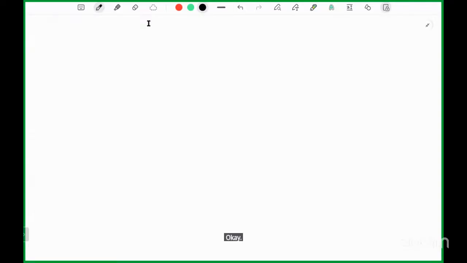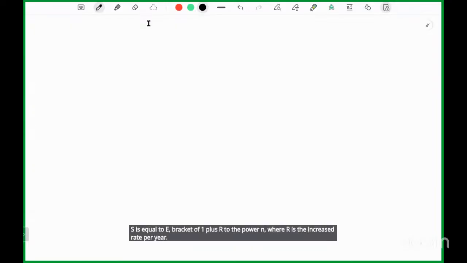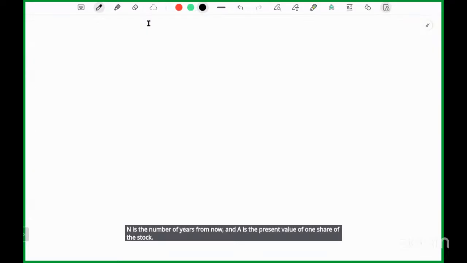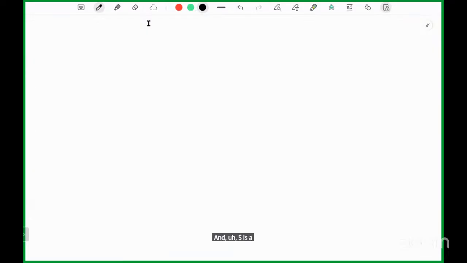Okay, so here they have already given you the formula of S. S is equal to A times (1 plus R) to the power N, where R is the increase rate per year, N is the number of years from now, A is the present value of one share of the stock, and S is the value of one share of the stock after n years from now.